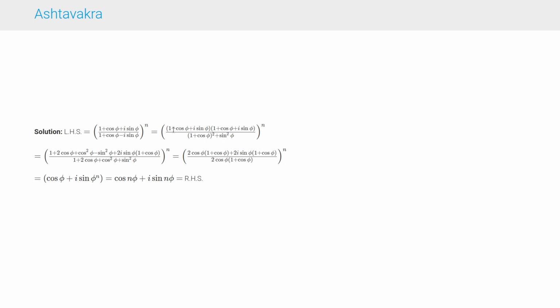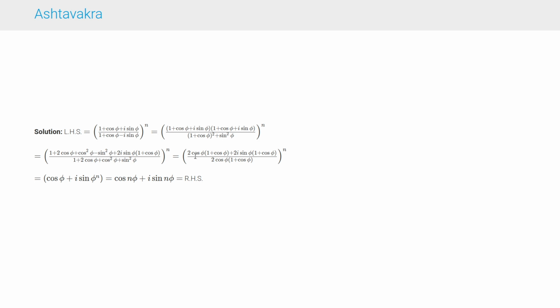So our numerator would be (1 plus cos phi plus i sine phi) into (1 plus cos phi plus i sine phi) divided by (1 plus cos phi) whole square plus sine square phi. Now the numerator is nothing but (1 plus cos phi plus i sine phi) whole square, which becomes 1 plus 2 cos phi plus cos square phi minus sine square phi plus 2i sine phi (1 plus cos phi), and the denominator becomes 1 plus 2 cos phi plus cos square phi plus sine square phi.